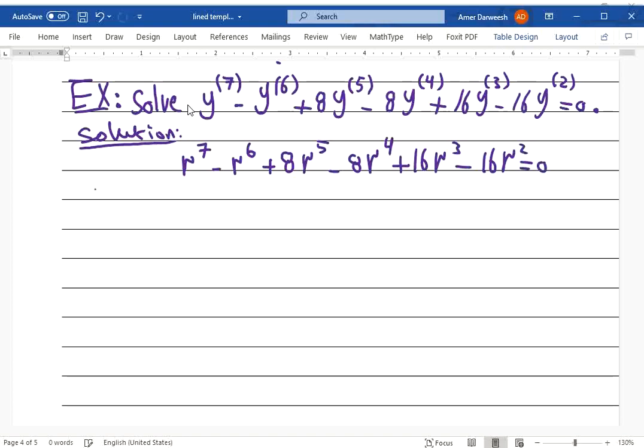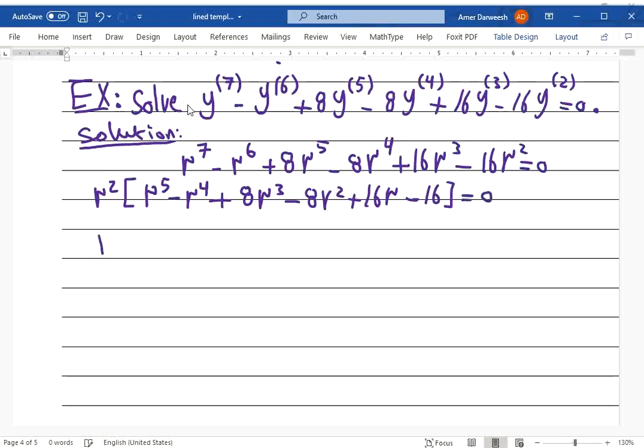Now, if I factor out r squared from the equation, I get r to the power 5 minus r to the power 4 plus 8r to the power 3 minus 8r to the power 2 plus 16r minus 16 equals 0.